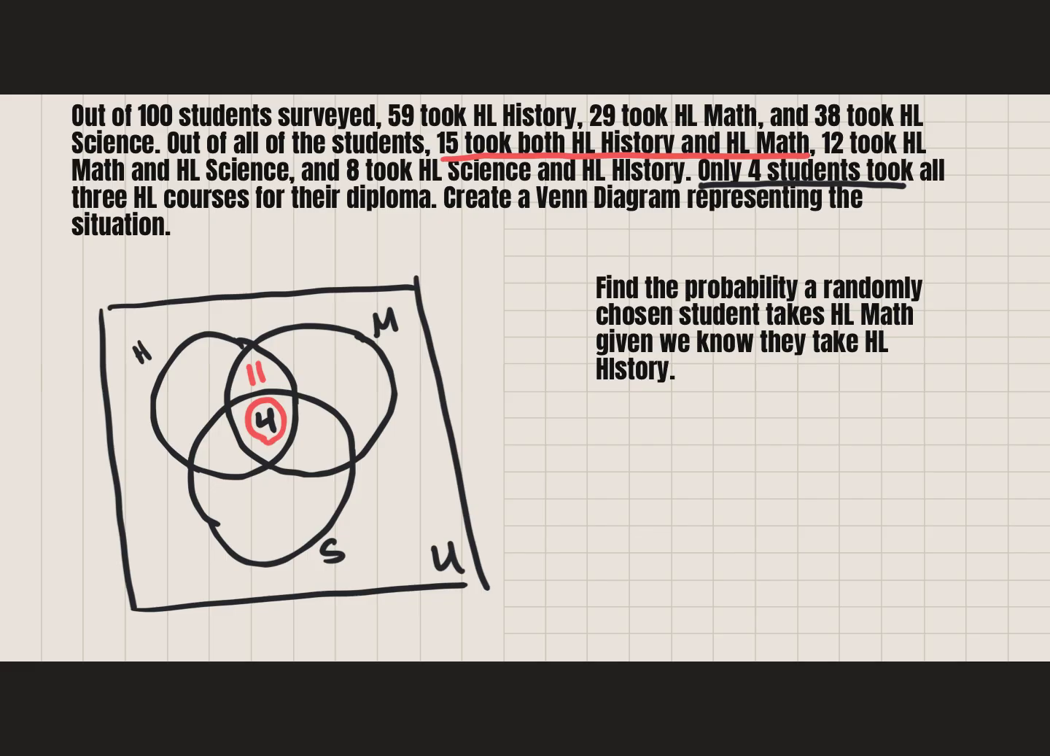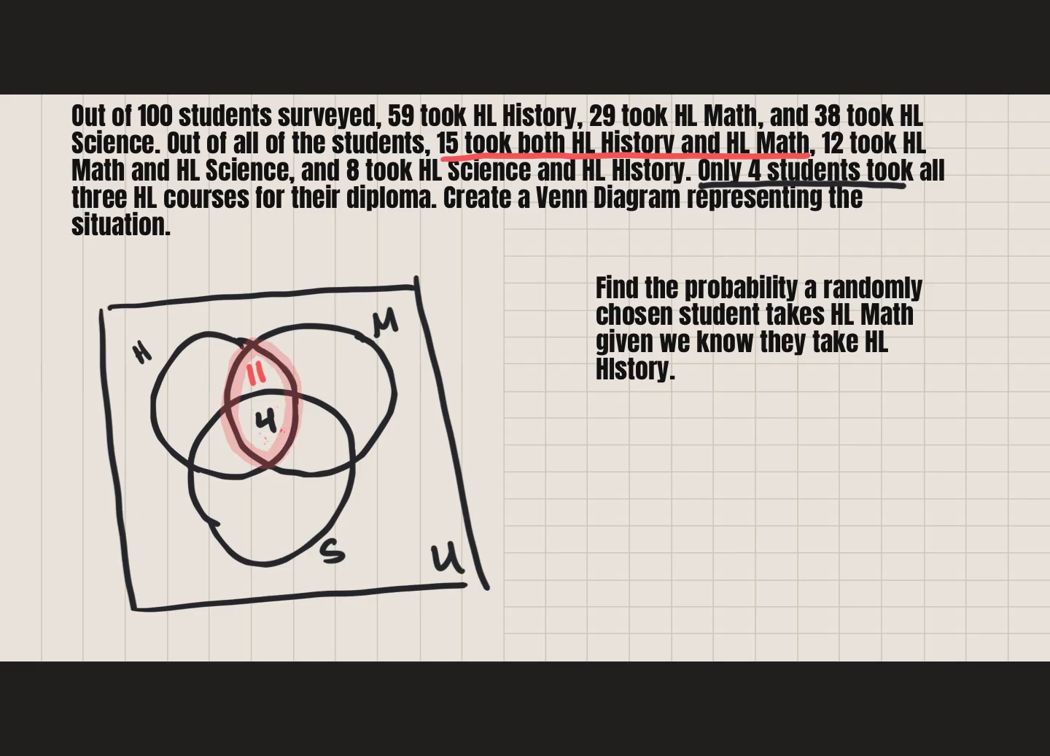And what you'll notice, I'm going to erase this circle around the 4 real quick so you don't get confused by all the space. But what you'll notice is we can see history and math overlap both where I have my 11, but also in the very middle.